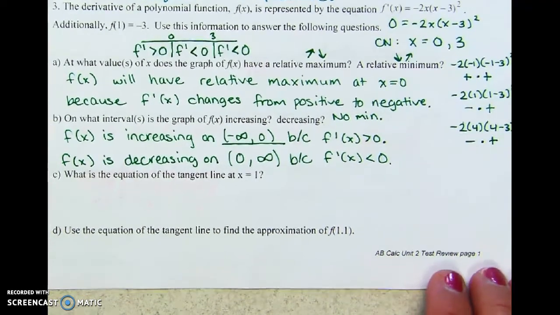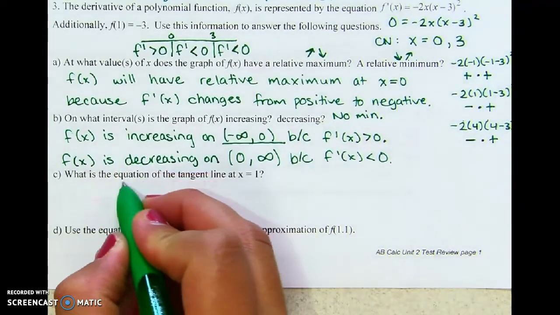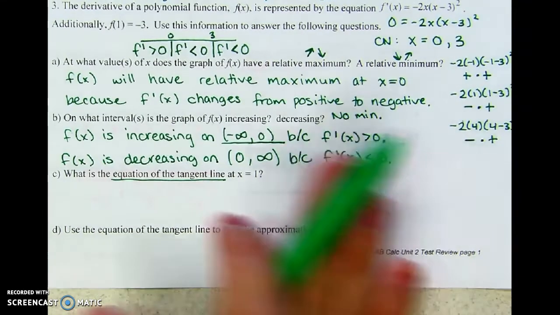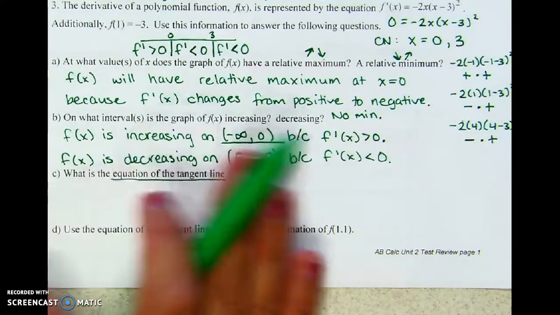All right, did we finish that? Sweet. What's the equation of the tangent line? That's like half of this test. Half of this test is the equation of the tangent line. The other half is analyzing f and f prime.